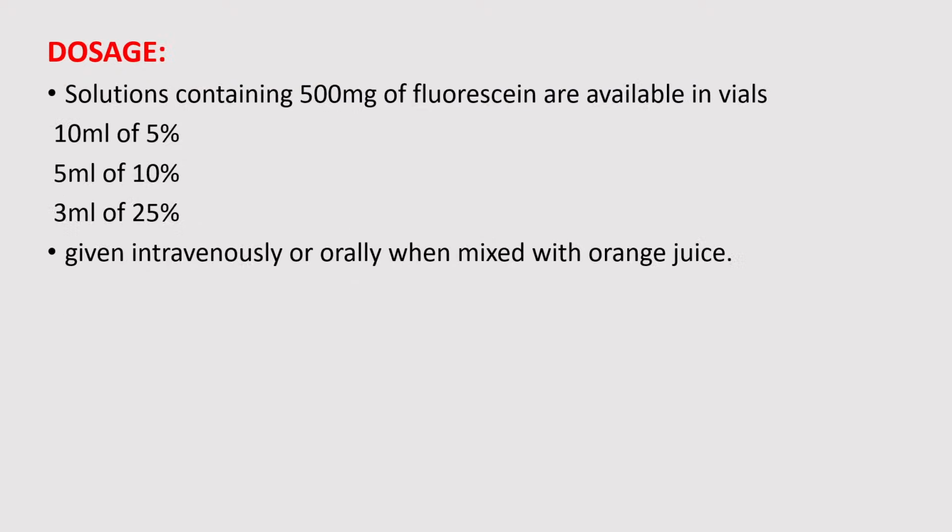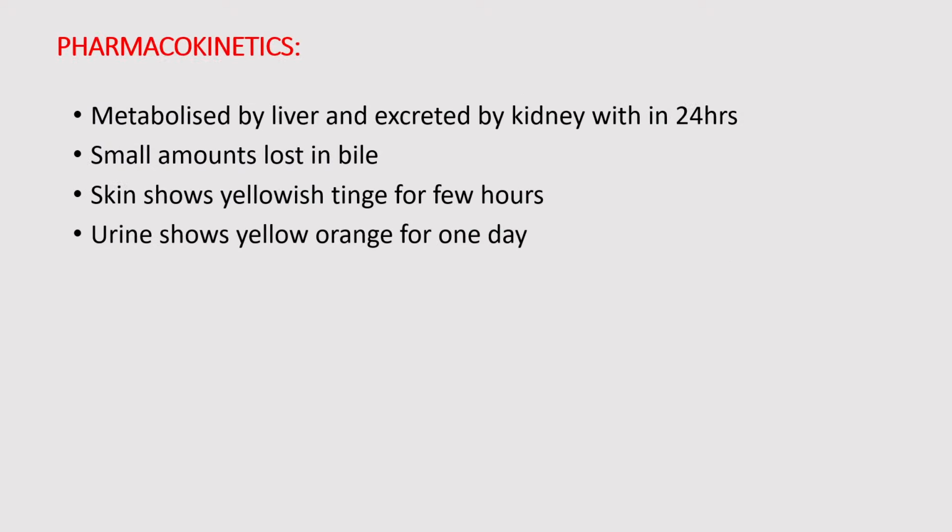Dosage. Solutions containing 500 milligrams of fluorescein are available in vials like 10 ml of 5%, 5 ml of 10%, 3 ml of 25%, given intravenously or orally when mixed with orange juice. Pharmacokinetics. Metabolized by the liver and excreted by the kidney within 24 hours. Small amounts are lost in bile. Skin shows a yellowish tinge for a few hours. Urine shows yellow-orange for 1 day.